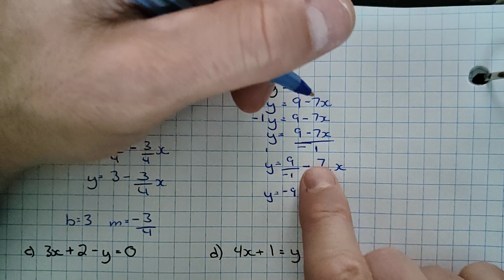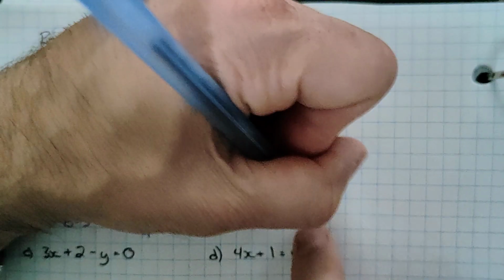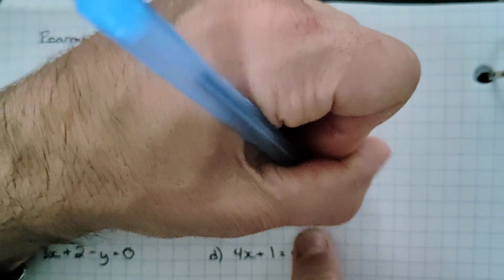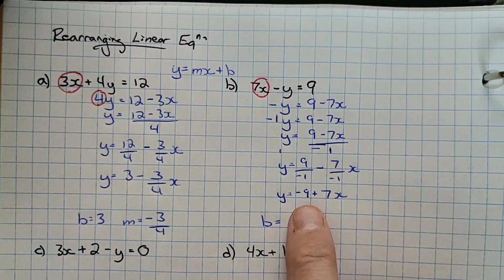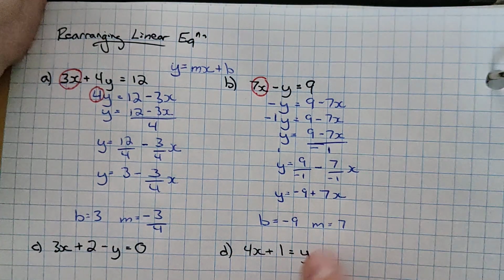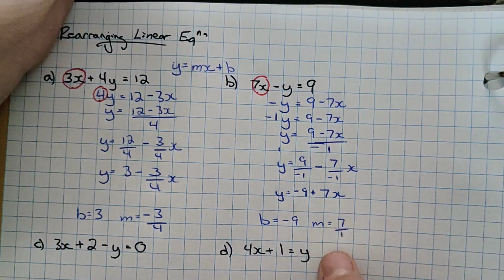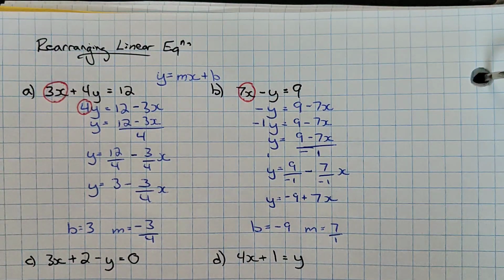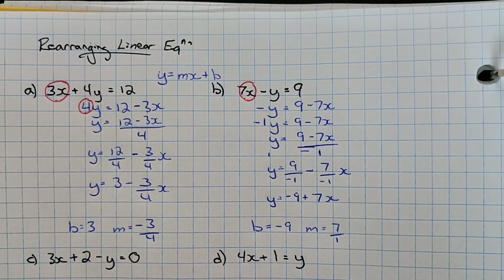So I got negative 7x. So two negatives side by side make a positive, plus 7x. And again, we can pull out our b value, which is negative 9, and our slope, which is 7. And again, we've mentioned this a few times, that 7 is the same as 7 over 1, rise over run. And so now we have two graphable pieces.